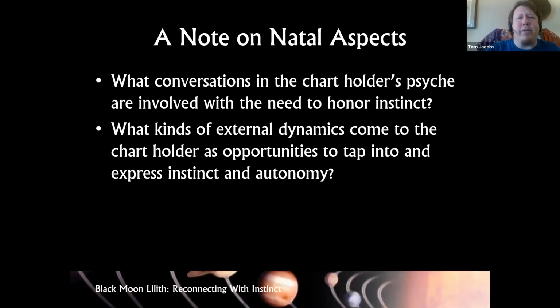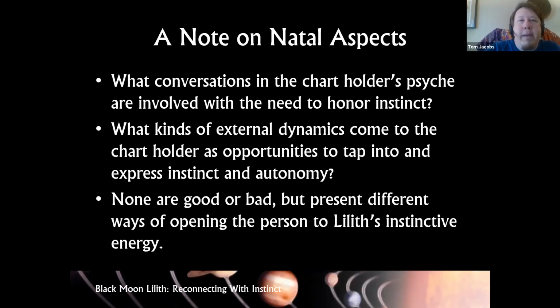So Lilith square Saturn, just one example. Lilith square Saturn, the person's autonomous thing may be challenged or attempted to be constricted by authority figures. Well, inside that person has a question about it. So it's an internal thing that then manifests externally. So does my Saturn self, the person who's focused on productivity and responsibility, does that honor instinctive change and the need to be flowing and autonomous? Okay. None are good or bad, but present different ways of opening the person to Lilith's instinctive energy.